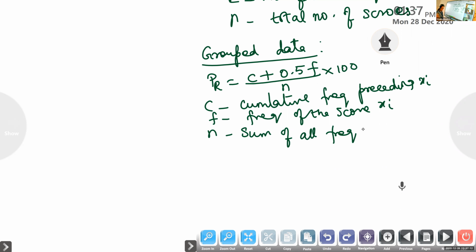See, the formula is more or less the same. There it is L plus 0.5 E by N, here it is C plus 0.5 F by N into 100. Grouped and ungrouped, more or less the same formula. When you do the problem, you will be able to understand it.